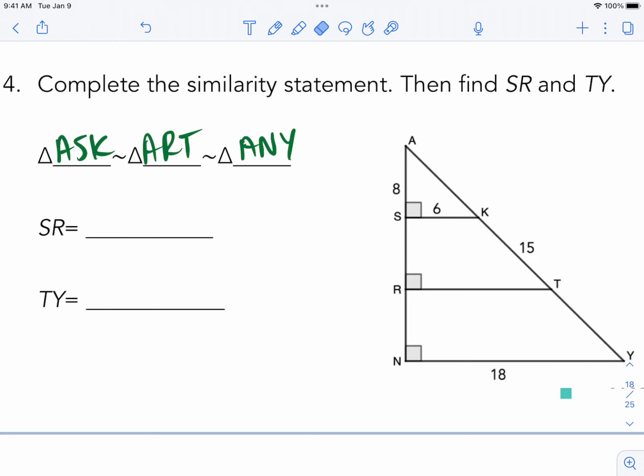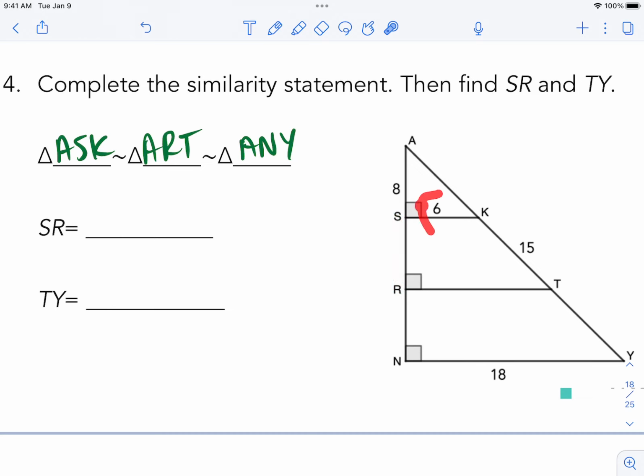Now, if we want to figure out what SR and TY are, we're going to use that idea of proportional sides. Now, there's something in here that we've talked about a number of times, but it might be tricky to remember sometimes, is these are right triangles. And so we're going to use that fact to help us figure out one of the sides, because we actually don't have enough information here currently to figure out what the portions of it are, right?